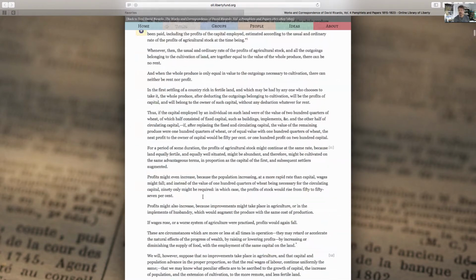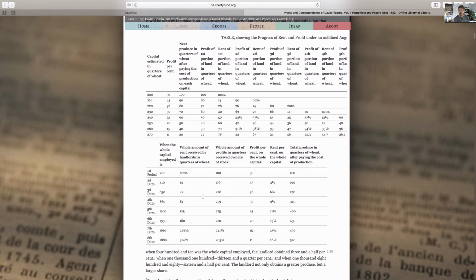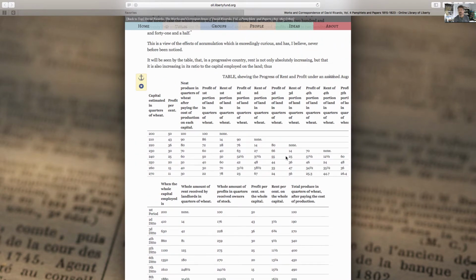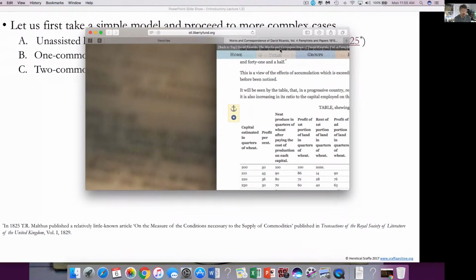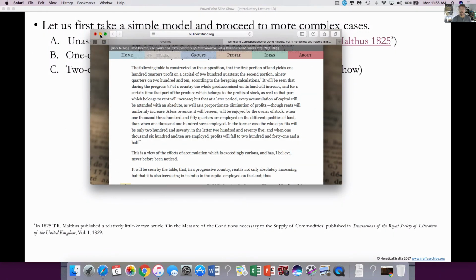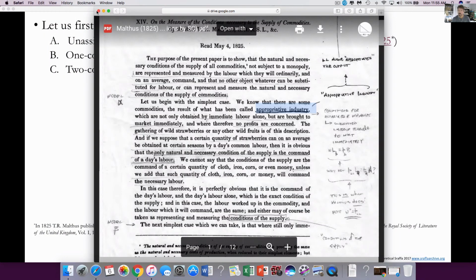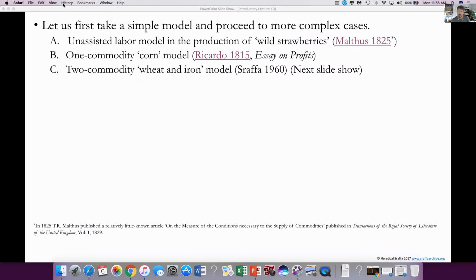And then you have Ricardo. Ricardo comes in 1815. This is a wonderful table that he has showing the rent, his theory of rent, his diminishing marginal returns theory of rent. He was one of four in 1815 to have arrived at that. But it's there. We'll put this down here, and then we have our model here, and so that's going to be our essay on profits.